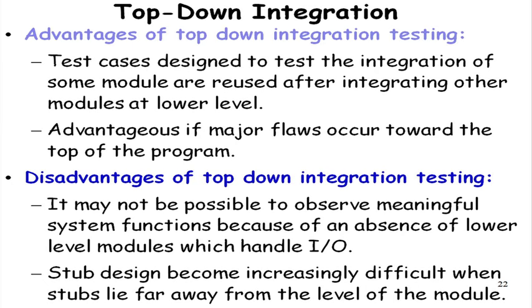Also, top down integration testing is advantageous if the bugs are in the top level module, because if the bugs are more in the bottom level modules, then by that time we would have integrated many modules together and it would be difficult to localize the error. Whereas, if the bugs are in the low level modules, then bottom up integration testing would possibly be more advantageous.